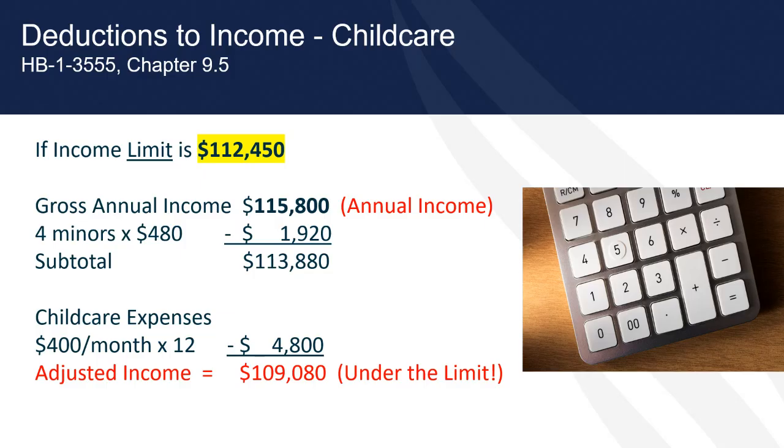But after further review, we find that they have childcare expenses of $400 a month for 12 months. This allows them a deduction of $4,800. That brings their adjusted annual income to $109,080. They are now eligible for the program. So applying these deductions helped us determine the family's adjusted annual income. And again, this is the figure that establishes the applicant's program eligibility.